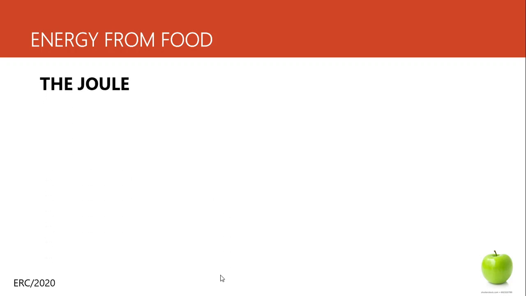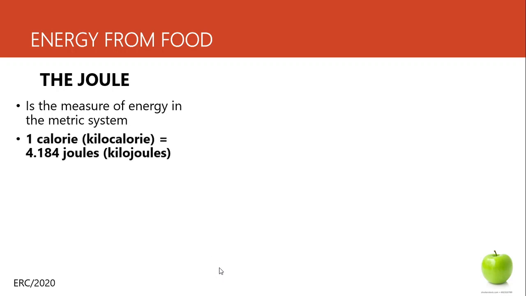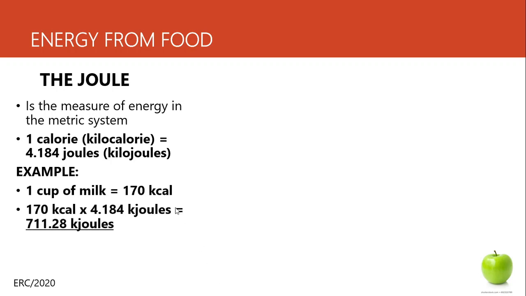Okay, the other term that we are going to define is the joule. The joule is the measure of energy in the metric system. 1 calorie or kilocalorie is equal to 4.184 joules or kilojoules. For example, 1 cup of milk is equal to 170 kilocalories. So 170 kilocalories times 4.184 kilojoules is equal to 711.28 kilojoules.